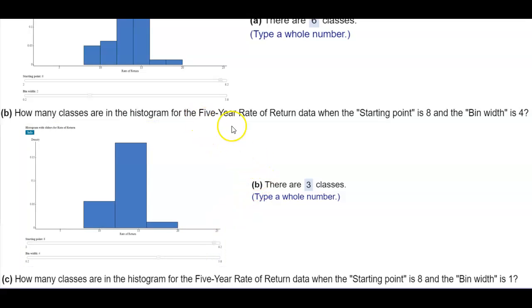are in the histogram for the 5-year rate of return data when the starting point is 8 and the bin width is 4. So again, we have our starting point at 8, and then we're going to move our bin width to where it says 4 down over here. So when we put that in there, we get 1, 2, 3 classes. So therefore now it's turned into 3 classes.